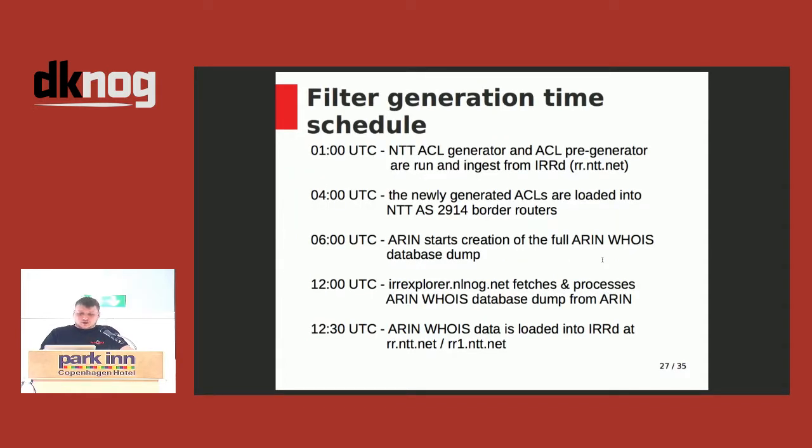So all of this machinery runs at specific times. At 1 a.m., we will generate all the config snippets that must be loaded onto the routers. At 4 a.m. UTC, we actually load those prefixes on the routers. And the reason there's a gap between generating and loading onto the network is that long ago, there once was an incident where NTT pushed empty prefix lists to all the routers, and that took offline the entire network. And there were some customers that thought that was not a great idea.